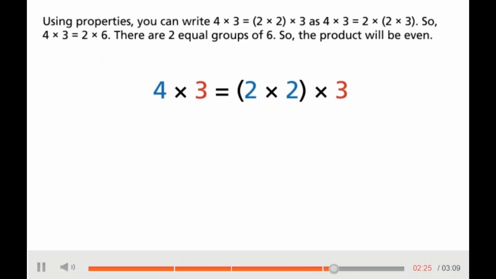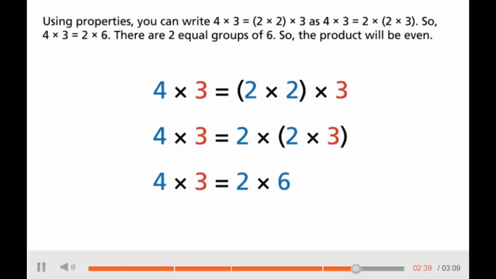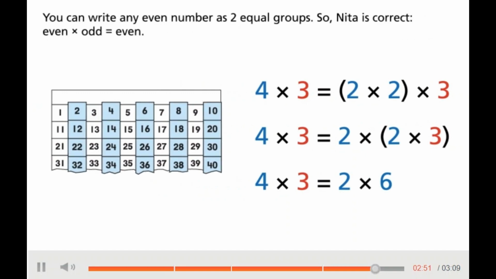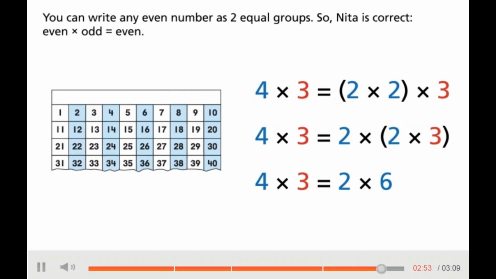Using properties, you can write 4 times 3 equals 2 times 2 times 3 as 4 times 3 equals 2 times 2 times 3. So, 4 times 3 equals 2 times 6. There are 2 equal groups of 6, so the product will be even. You can write any even number as 2 equal groups. So, Nita is correct. Even times odd equals even.